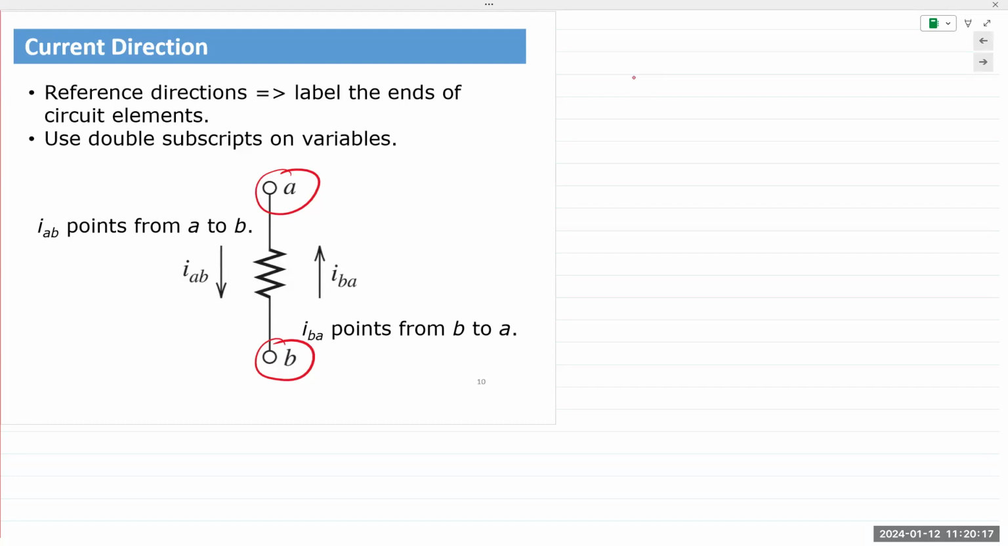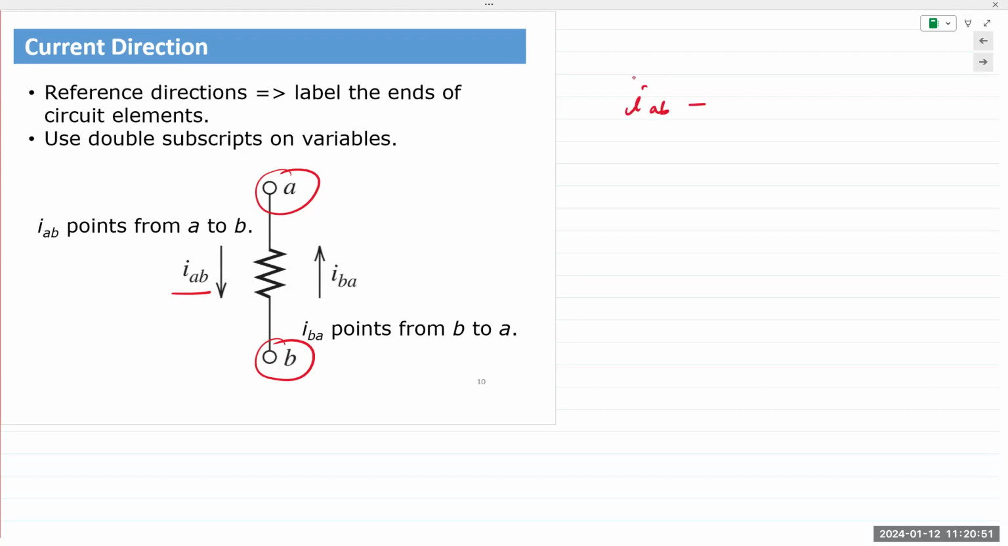The two subscript notation is used to note a current going from point A to point B or vice versa. So if I choose IAB, I'm referring to the current that is going from point A to point B. The first subscript is always the point of origin or the point of entry. So IAB is the current going from point A to point B. IBA is referring to the current going from B to A.